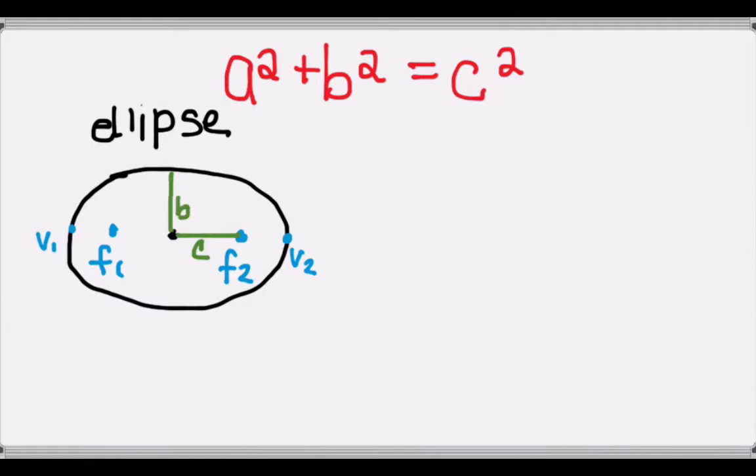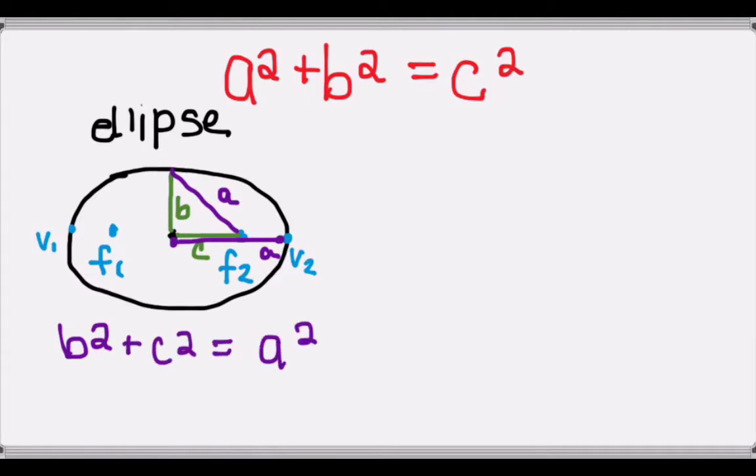So from the center up is b, so the only value left is our a value. So that's the longest distance, and that's the hypotenuse of our right triangle. And so for that reason, we use b squared plus c squared is equal to a squared. And that's because anytime we're using the Pythagorean Theorem, the two values that we're adding together have to be the two shorter distances.